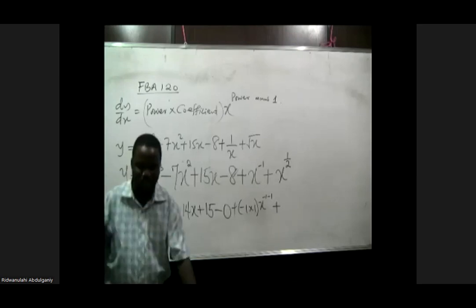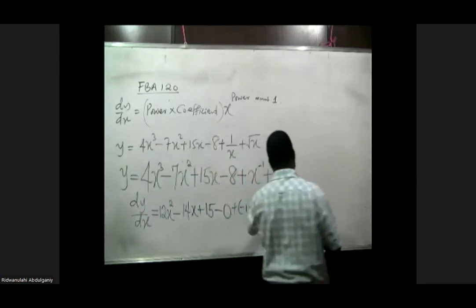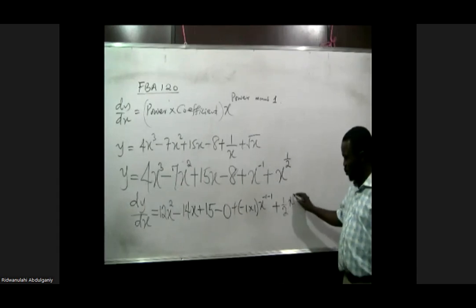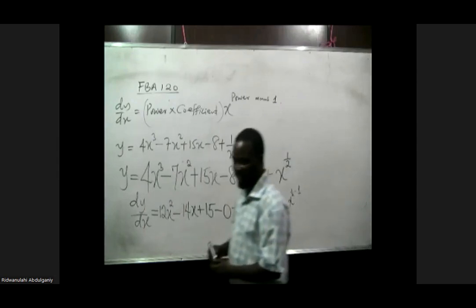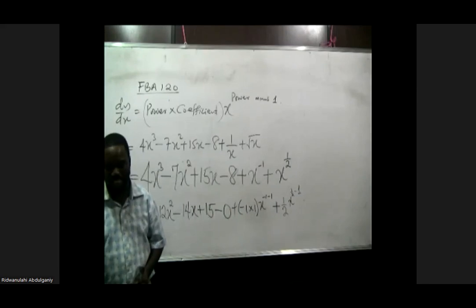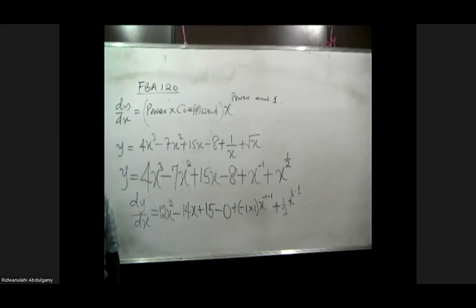Yes, sir. The network is okay now. Now, what's the answer to the last one? 1 times 1/2, yes. x to the power half minus 1. Thank you. You can now see that although the question looked very long, it is very simple. You only take them one by one. I'm not saying that you should take all of them to differentiate. You take them term by term, term by term.